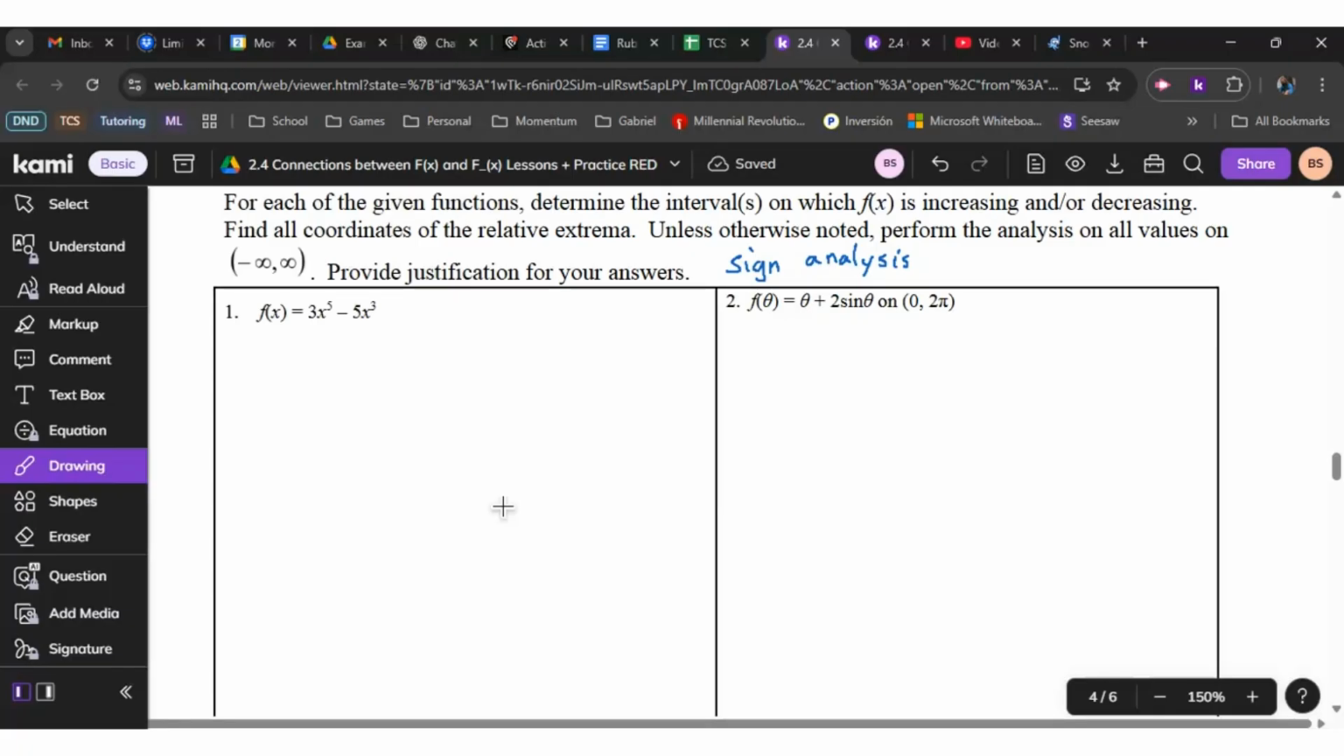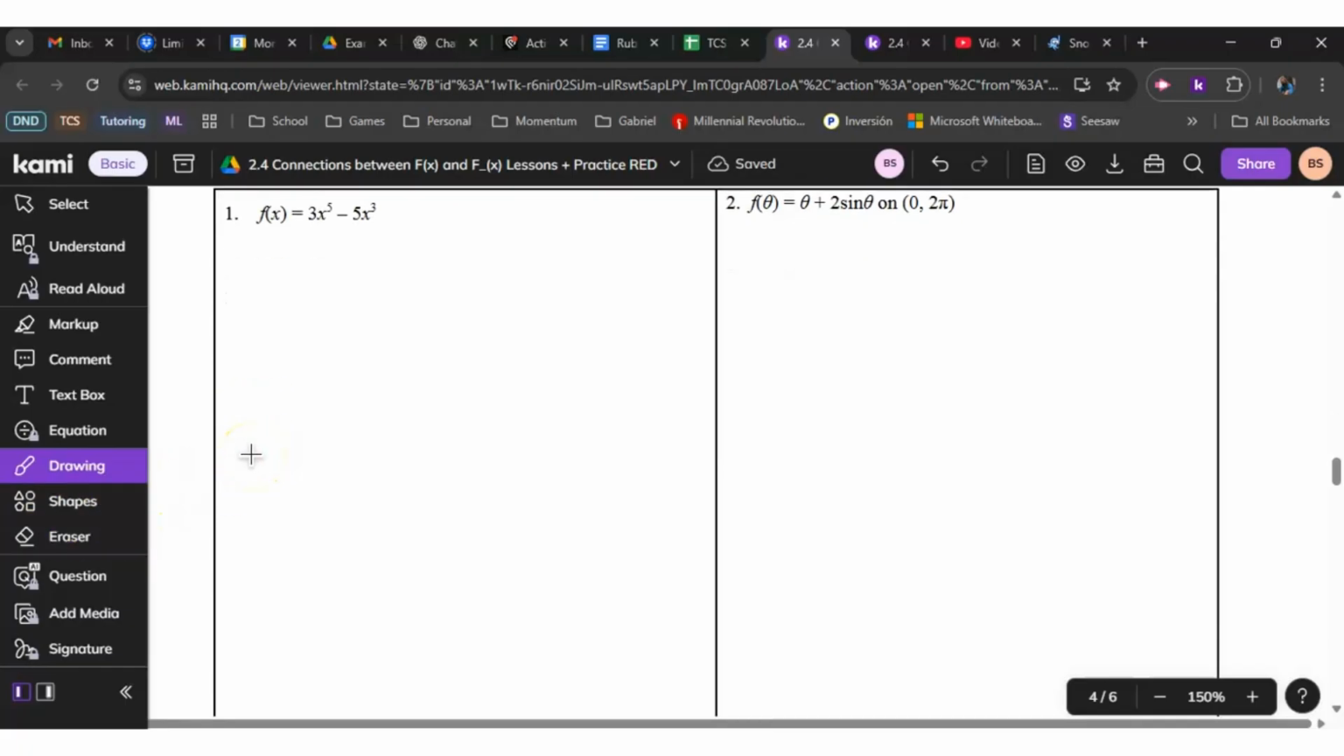You did learn this. Huh? I don't know what the heck it's called. You probably have some weird name for it, but it's sign analysis. So, sure. Let's go through it.